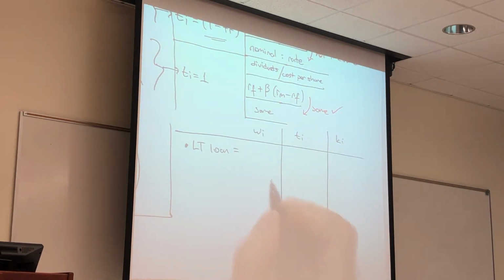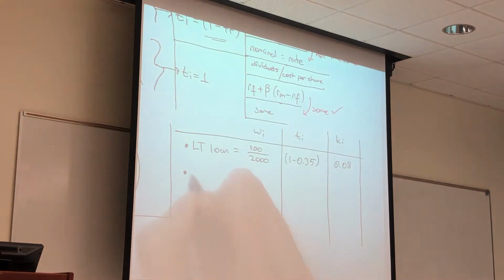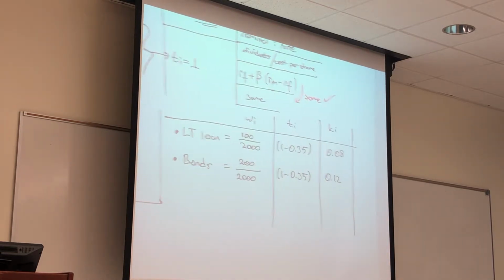The amount of long-term loan is 100,000. 100 divided by 2,000, and the tax rate will be 1 minus 0.35. The KI will be the nominal interest rate, which is given to us as 8%. That's done, that's 1. Bonds: we have the amount as 200,000, the summation as 2,000, the tax rate will be the same, and the KI will be 12%, which is again given to us.